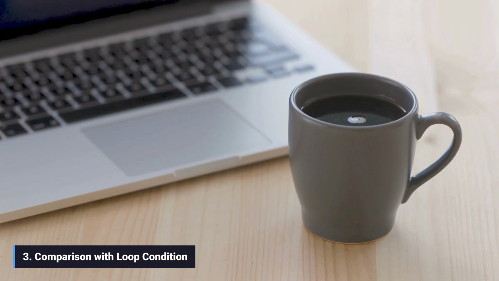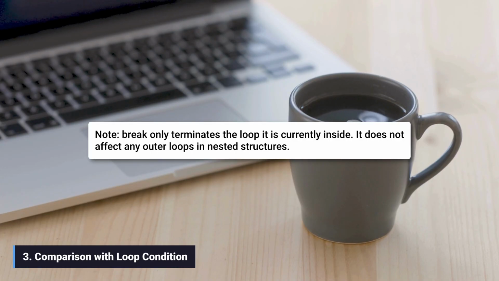3. Comparison with loop condition. If the loop was defined as for i in range(1, 10), it would normally run 9 times. However, because of the break at i equals 5, the loop only runs 5 times. The break takes precedence over the loop's inherent termination condition.